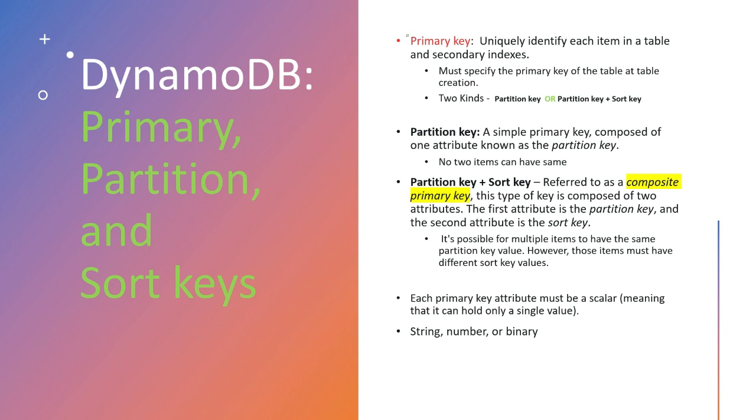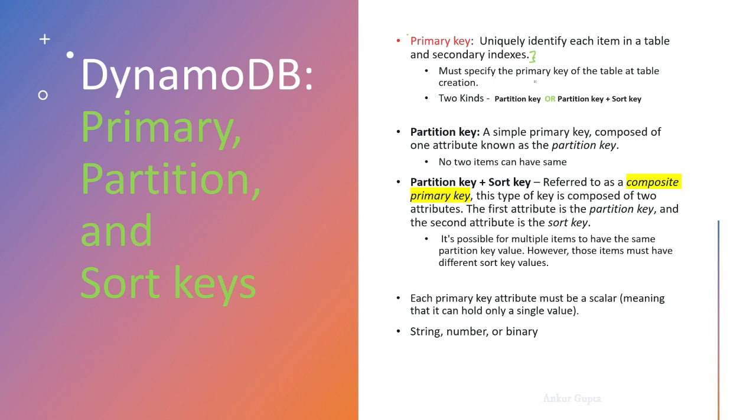Just like any table in a database, we need to define a primary key to uniquely identify each item inside the table. In case of DynamoDB, we need to define a primary key as well for the tables and for secondary indexes. We'll see how we do that for secondary indexes in later lectures. For now, let's understand how we can define a key.